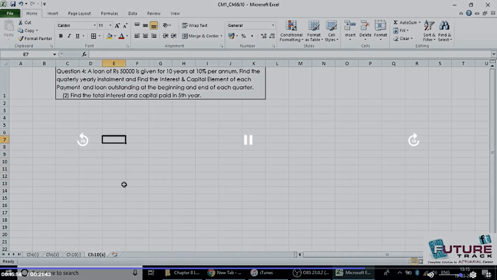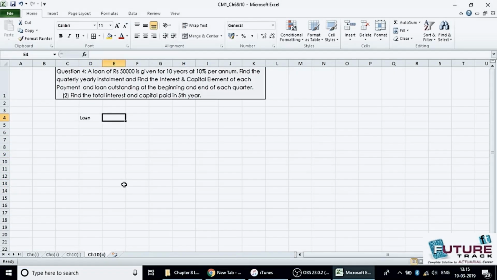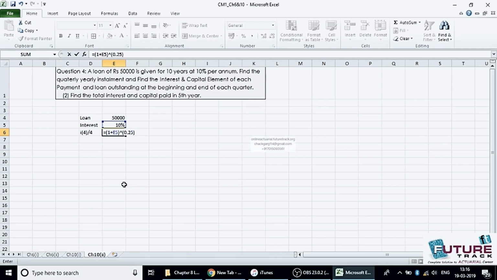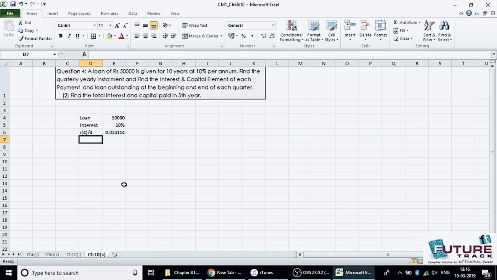So this time we have loan amount as 50,000, right? Interest is 10% per annum. Now we have to pay quarterly payment, so we need I 4/4 as my interest rate. So this time we have given I. So this is 1 plus I raised to power 1/4, that is 0.25, minus 1. So this is my effective rate of interest per quarter.